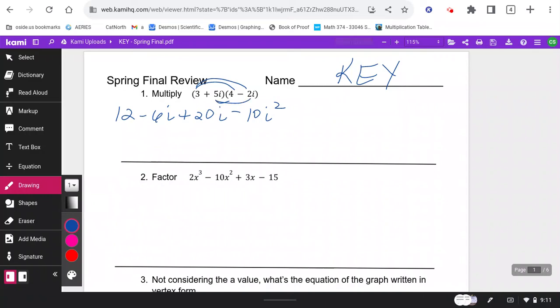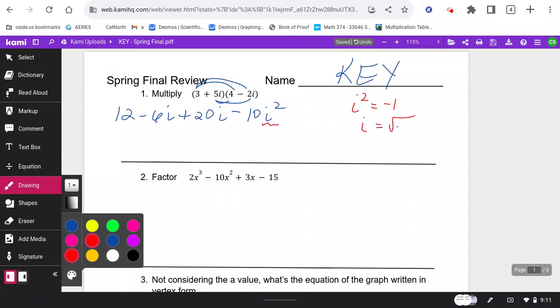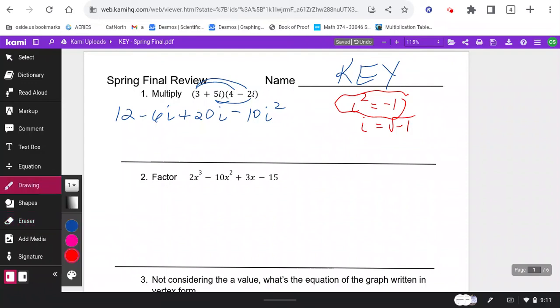And now we're going to combine like terms, but we do need to take into consideration the rule for imaginary numbers. So i squared is equal to negative 1, and i is equal to the square root of negative 1. That's why whenever we have a negative under the square root when we solve our quadratics, you can take out an i. So we're going to use this to say that this i squared is equal to negative 1. And negative 10 times negative 1 is just 10.